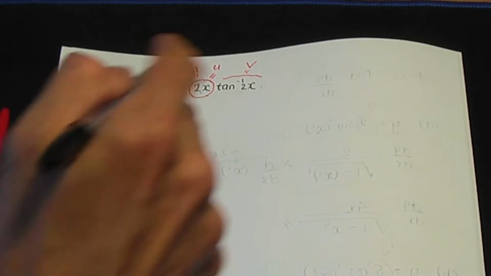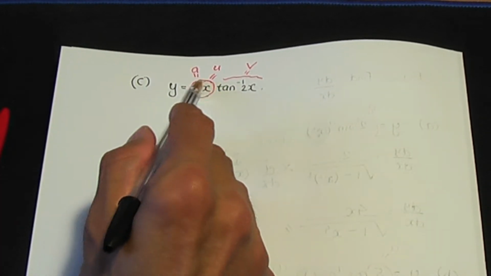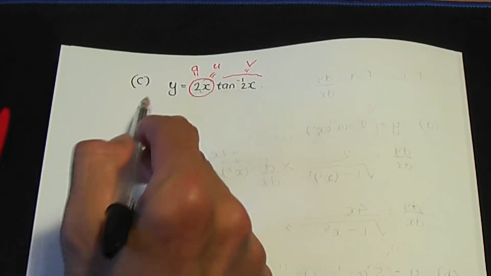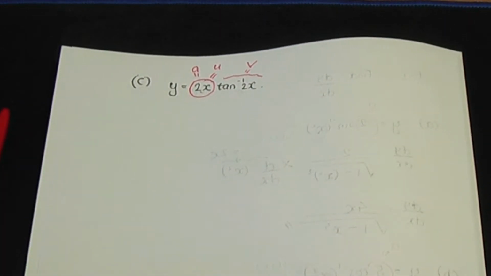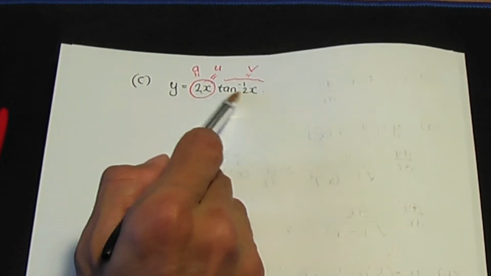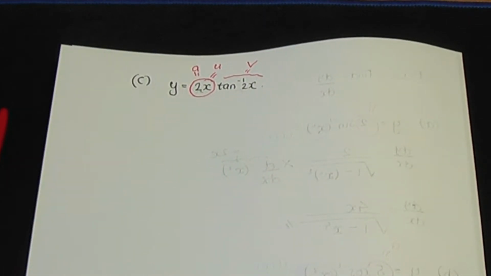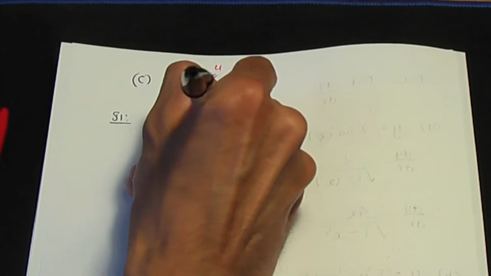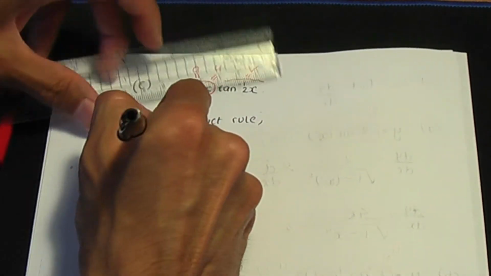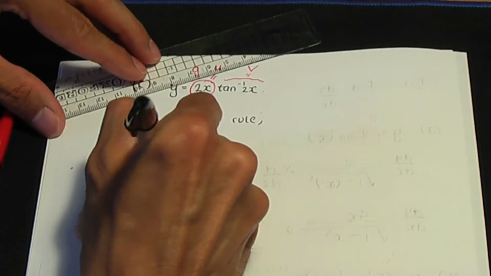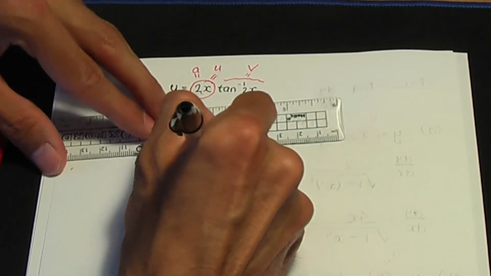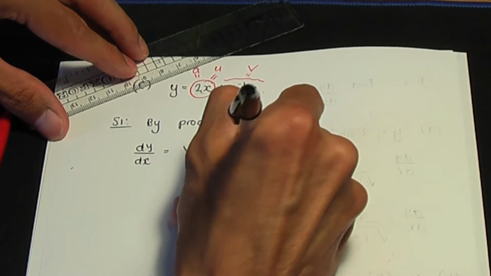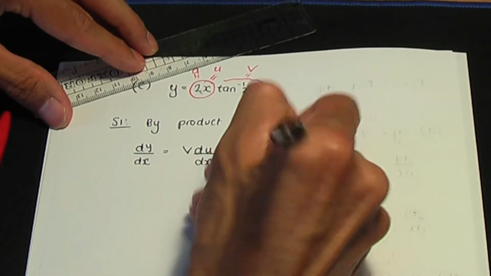So let me repeat. The term in front of the function is 2x. 2x is not a constant, so you can't use the chain rule related result. You need to use either the product or the quotient. Since I've got a product of two functions, it's got to be product rule. So step number 1, by product rule. Let me write down the rule to remind ourselves: dy by dx is v du by dx plus u dv over dx.